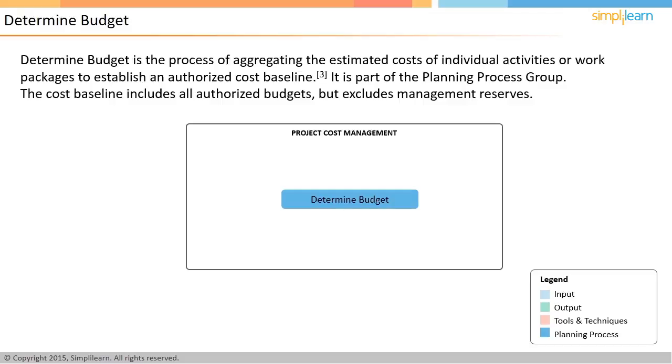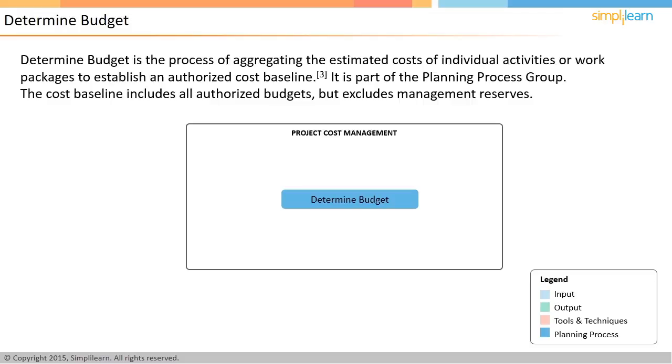The estimated costs of the activities are aggregated to arrive at the cost budget at the control account level. Once approved, this cost budget becomes the cost baseline of the project. Project cost performance is measured against the cost baseline, that is, how much more would the project cost be compared to the original cost baseline. The cost baseline includes all authorized budgets, but excludes management reserves.